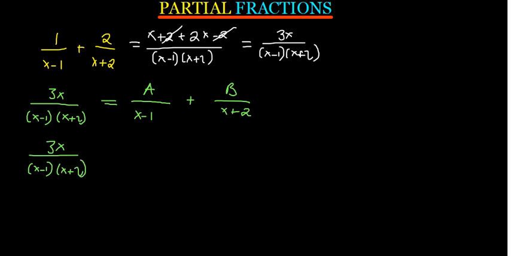Merge this as a single fraction over the other side. So multiply this with what is down here. That is going to give us a, open brackets, x plus 2. Then multiply what is on top with what is down, plus b, x minus 1. And then multiply the two denominators. That is going to be x minus 1, x plus 2.